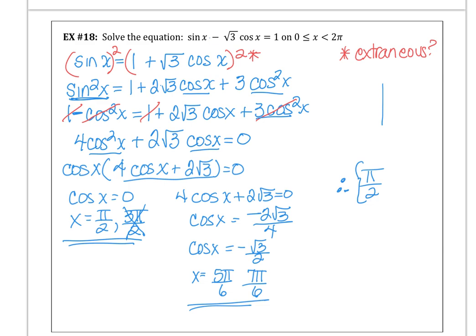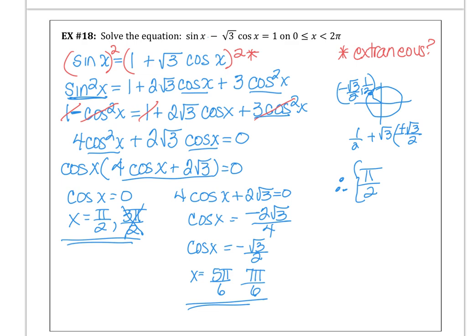And then we want to check 5 pi over 6. So think about the unit circle here. At 5 pi over 6, the cosine is negative and the sine is positive. So we have the sine of 5 pi over 6 is 1/2 minus square root of 3 times negative square root of 3. So this becomes a positive 3 over 2. A half plus 1 1/2 is 2. So this answer doesn't work.